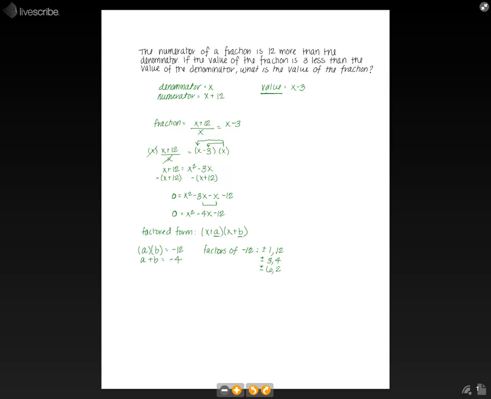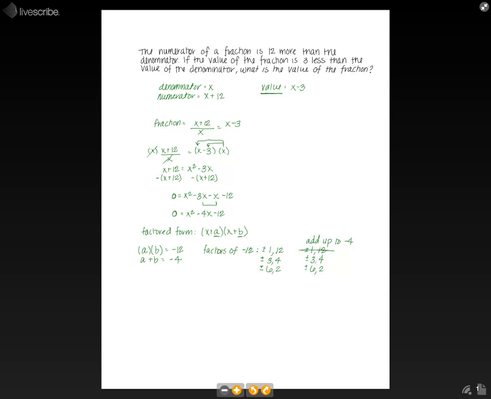Alright, so now what we're going to do is look through these numbers and try to find two numbers that add up to negative 4. So is there any way we can get 1 and 12 to add up to 4? No. So this one's not going to work. So let's rewrite our list here. 1 and 12, plus or minus 3 and 4, plus or minus 6 and 2. And we're looking for two numbers that add up to negative 4. Alright, so 1 and 12 are not going to work.